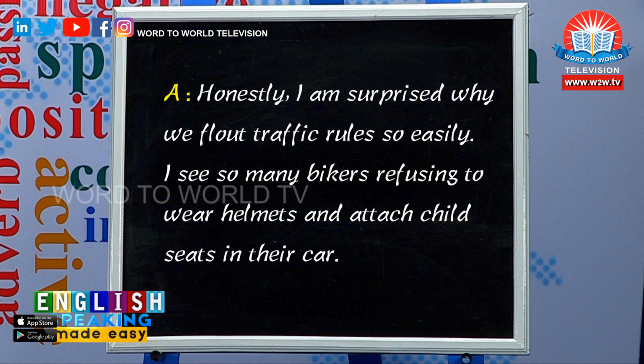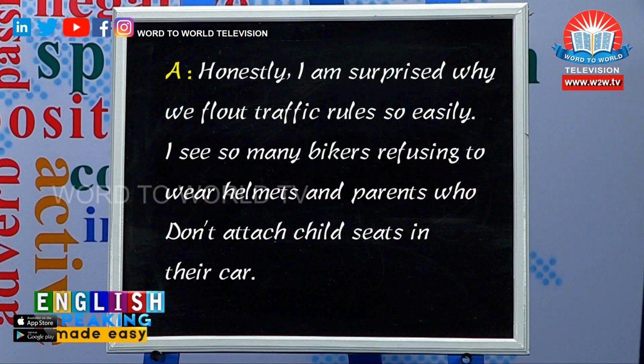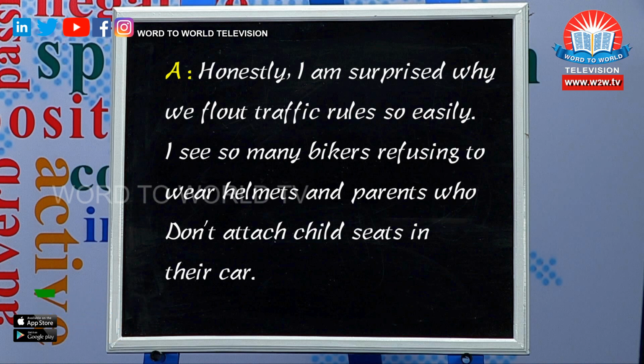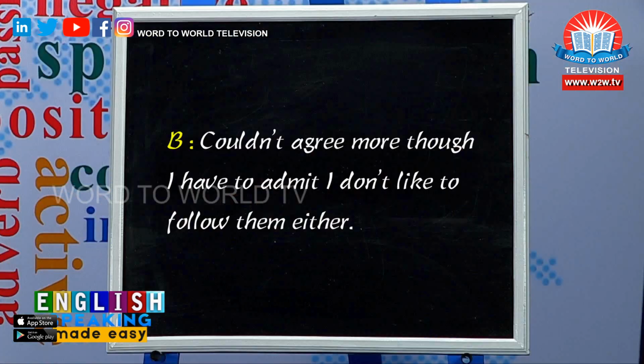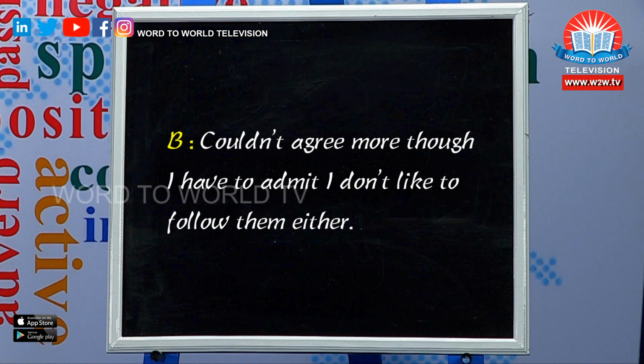Now A then tends to reflect on, and he says, honestly, I'm surprised why we flout traffic rules so easily. Flout means why we just disregard, why we don't obey. I wonder why we flout traffic rules so easily. I see so many bikers refusing to wear helmets and parents who don't attach child seats in their car. And so he expresses his concern over that, and B winds it up by saying, I couldn't agree more, though I have to admit I don't like to follow these rules either.